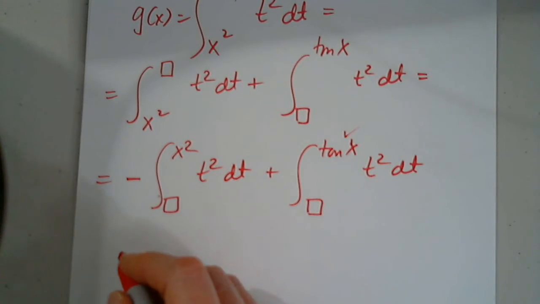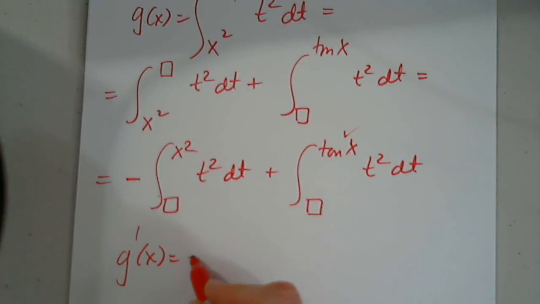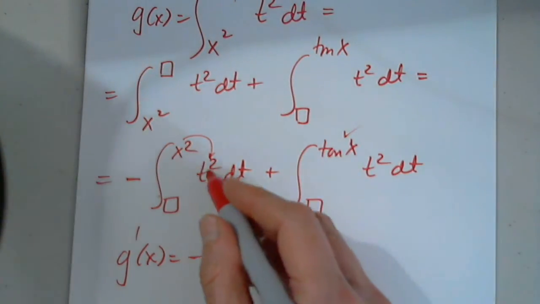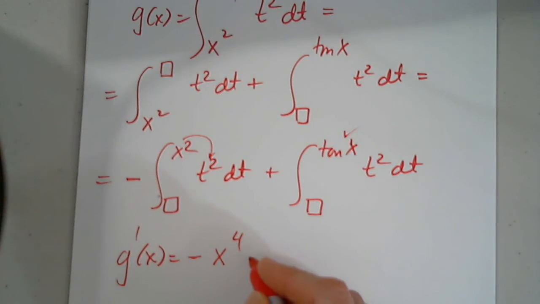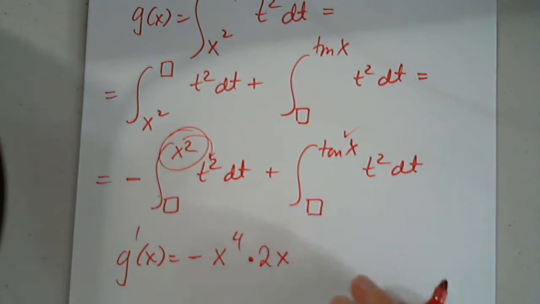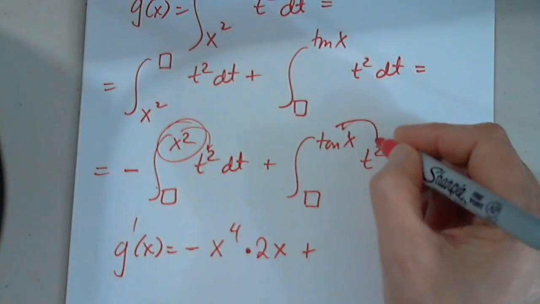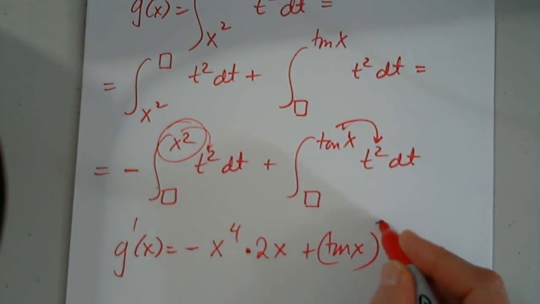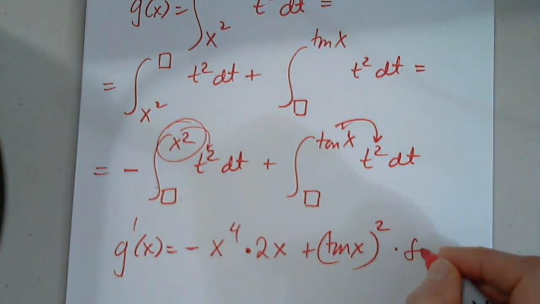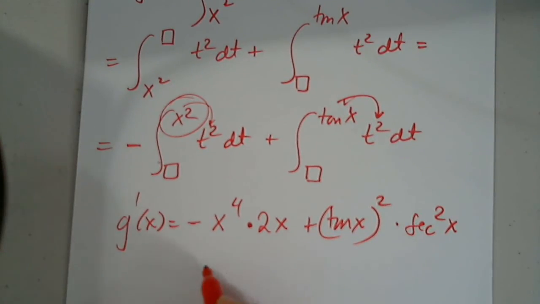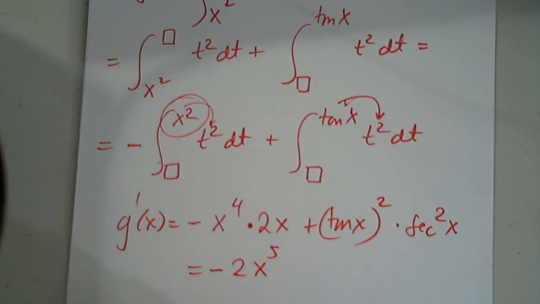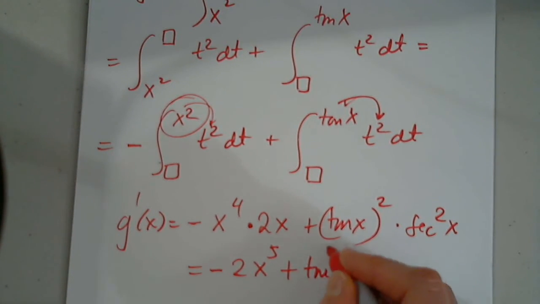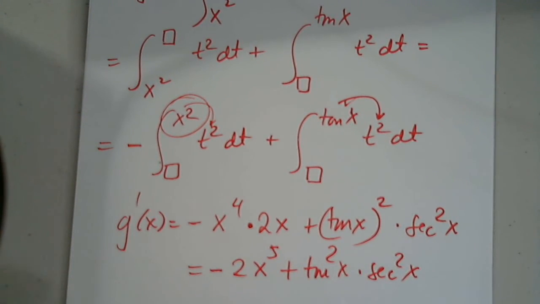And now I can differentiate. Finally, g prime of x would be negative. Plug it in. X squared squared will be x to the fourth, but then times the inner function prime. And then plus, plug it in, tangent x squared times the inner function prime, secant squared x. I will just rearrange it as negative 2x to the fifth, and I will leave this alone, plus tangent squared x times secant squared x. And that is it.